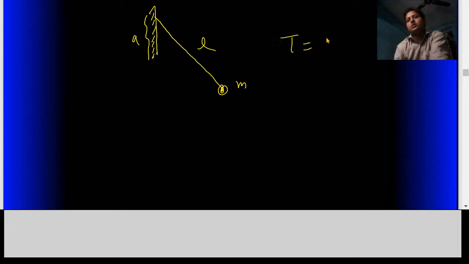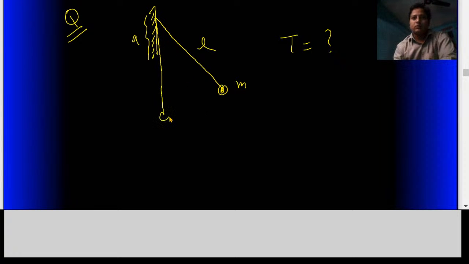Suppose the wall is not complete but a partial one, like this. Length L, mass m, and this length is a. Now what will be the time period for this simple pendulum? The pendulum goes like here, goes like this. Now after this instant, the pendulum goes along this line.